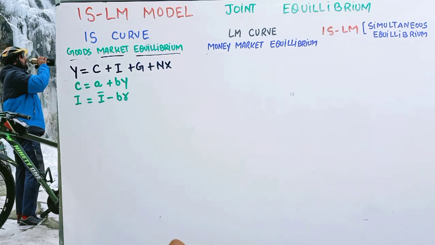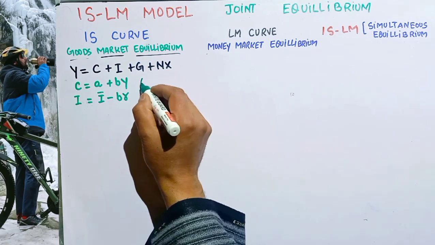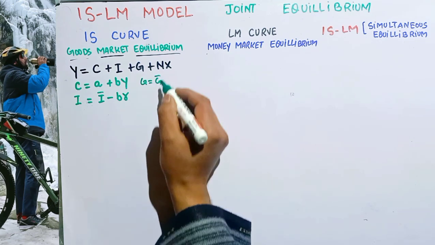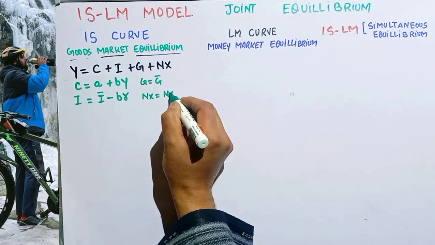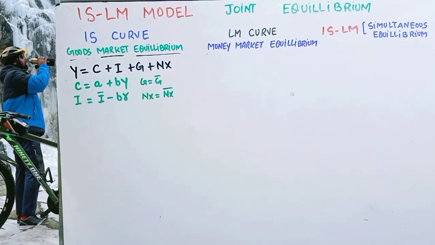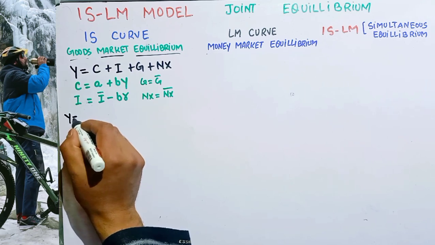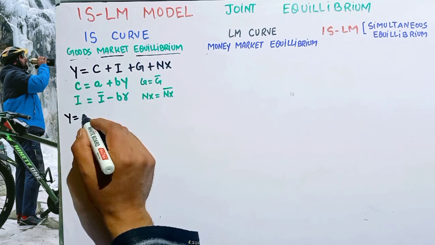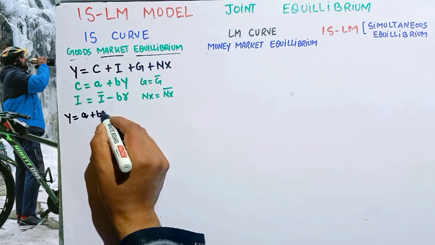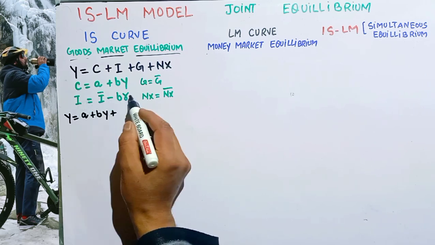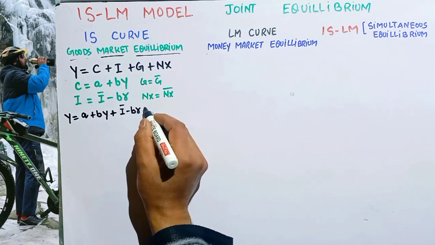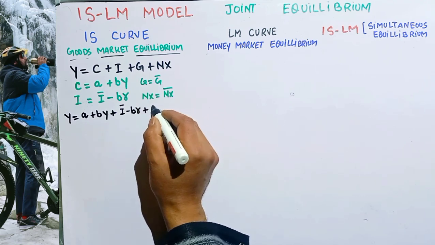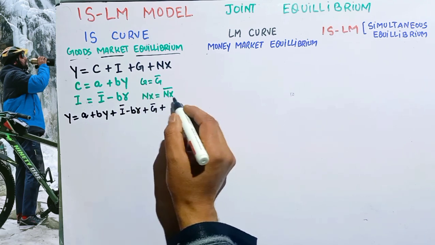Okay, let us say our government spending is autonomous here, and net exports are also autonomous here. Let us denote them by a bar. Then Y is equal to, in place of C, we have this consumption function, that is A plus BY, plus in place of I we have this function, that is I bar minus BR, plus government spending, which is autonomous, let's denote it by G bar, and net exports, which are autonomous here, let's denote it by NX bar.